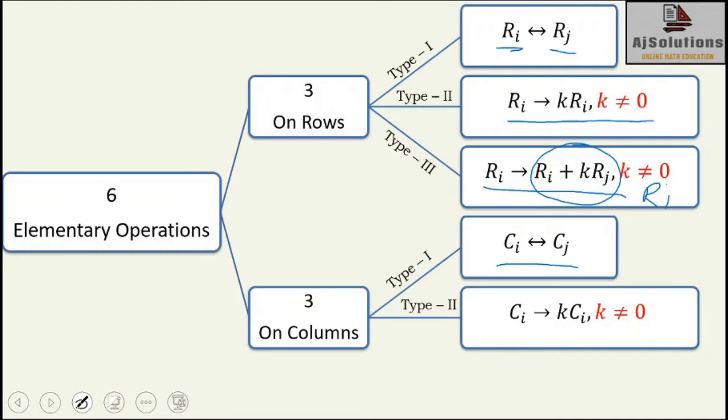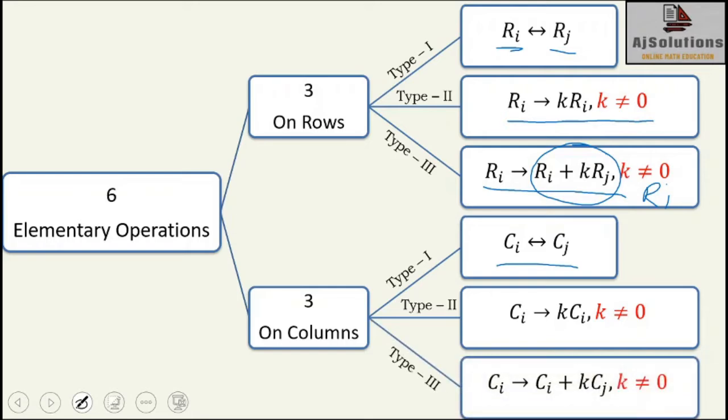After applying this transformation, the new matrix obtained has ith row as ith row of old matrix plus k times of jth row of old matrix, and all other rows remain as they are. Similar transformation can be applied on columns as well. Here it is.